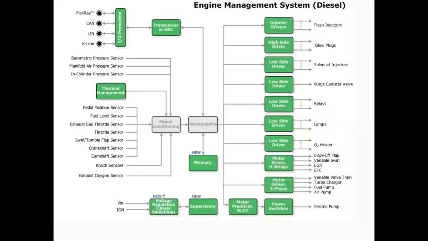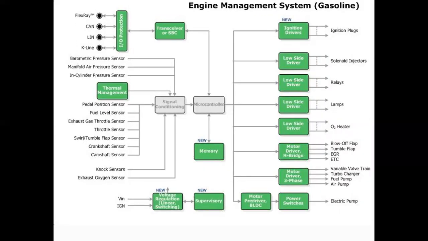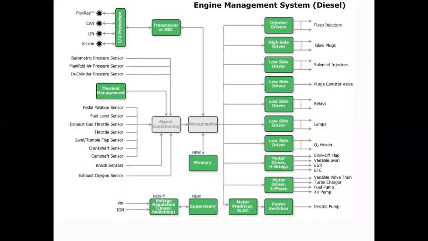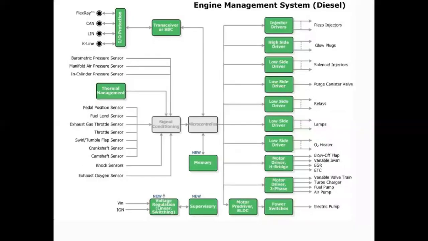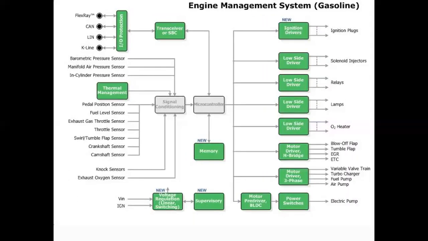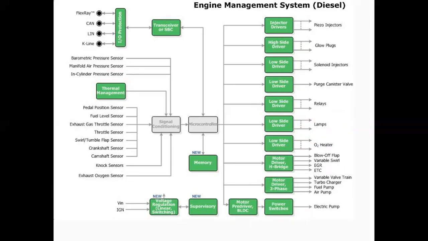This is the diesel engine. So what is the difference between these two? More or less it will be the same, but in this case some of the outputs will vary, such as the lamps, relays and solenoid injectors. Extra, they will use glow plugs and piezo injectors in this condition. So these are the differences between the engine management system for gasoline and diesel.